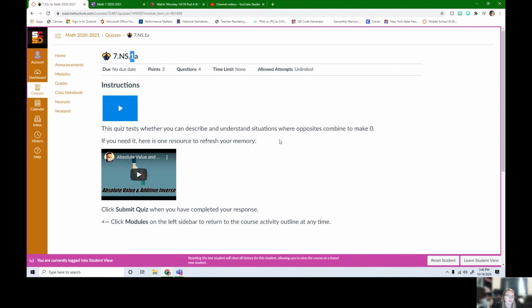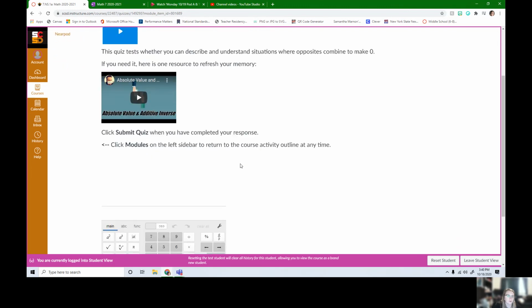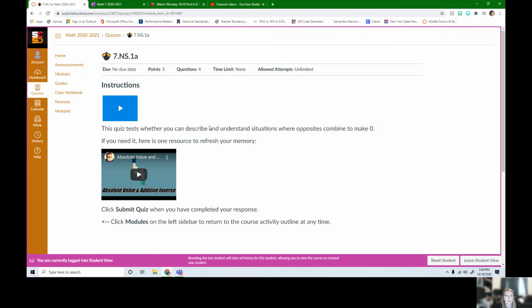1a is all about additive inverse and when opposites combine to make 0. It should be 3 questions, should be quick. Like I said, this data will be used on our data wall.